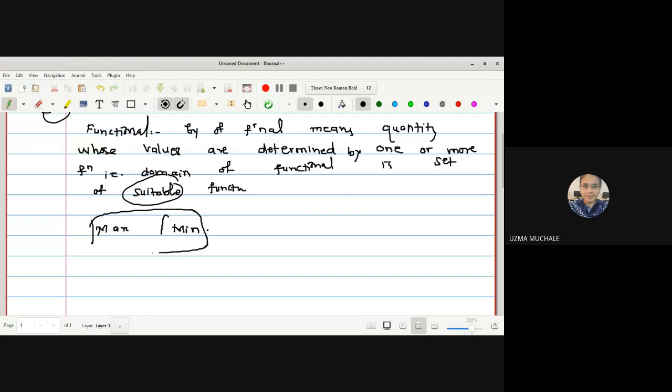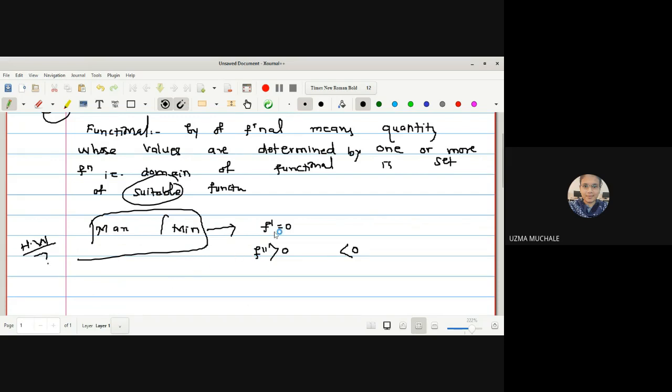To find out maxima and minima, we must know the rules. First we equate f dash equal to 0, then we find f double dash, whether it is greater than 0 or less than 0. Depending on that, we say either it is maxima or minima. I have given this as a homework for you. I don't know how many of you did this.